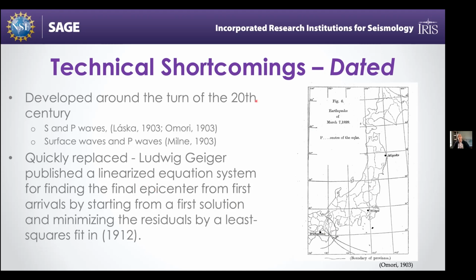So the main short takeaway here is the S minus P location is just really out of date, and it isn't the way that earthquakes are currently located.